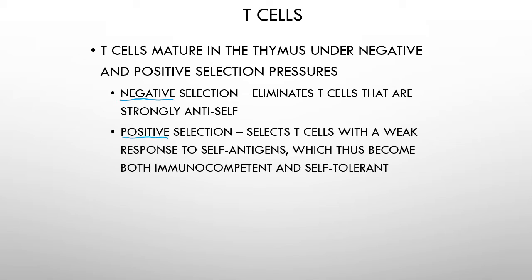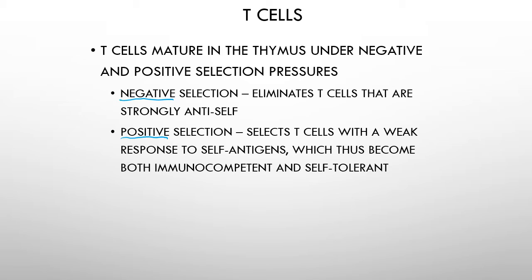Negative selection is basically for those cells that are recognizing our self-antigens too strongly. They see our self-antigens as something that needs to be destroyed and eliminated. That means a negatively selected T cell needs to be destroyed. We need to get rid of that cell, because otherwise it's going to recognize our own cells as foreign, and it's going to try to attack them.